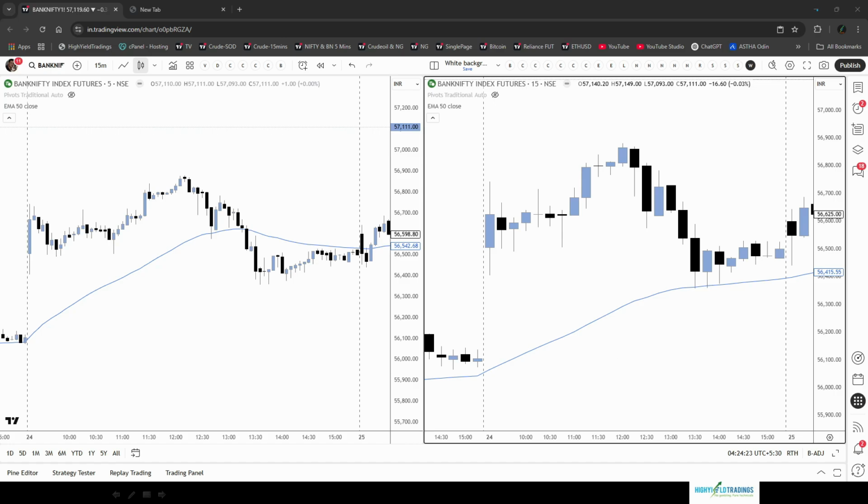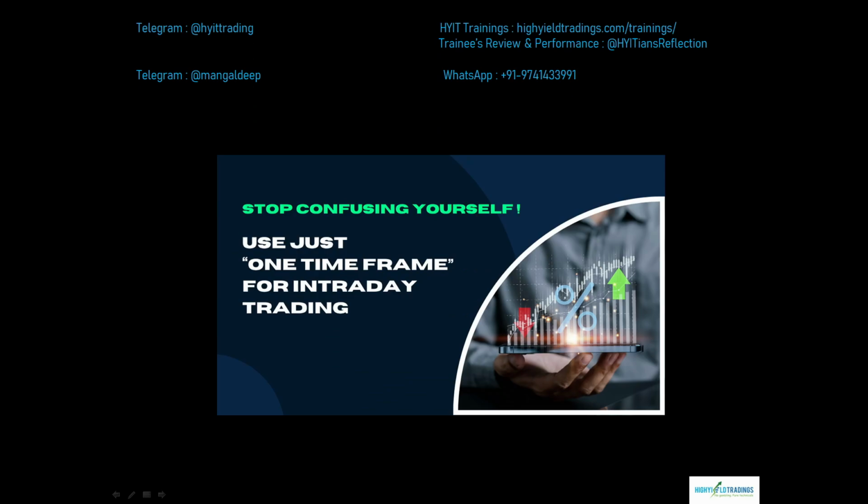Let me just take out this thing. Just a moment, guys. Okay, so I hope the point which I tried to make, you are clear on that. So here is the truth. Using multiple time frames does have its place, but for intraday traders, it often does more harm than good.